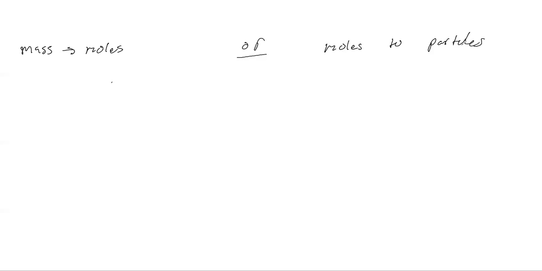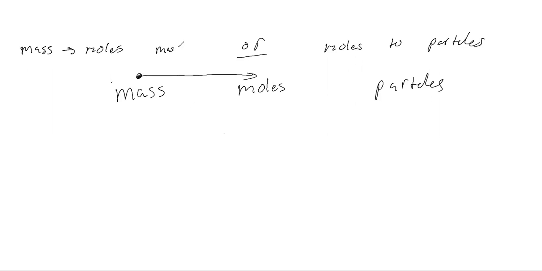So anytime I want to go from mass to moles, if we look at it like this, we have mass, moles, particles. Anytime we want to go from mass to moles, what we're going to do is take the mass that we have divided by the molar mass.